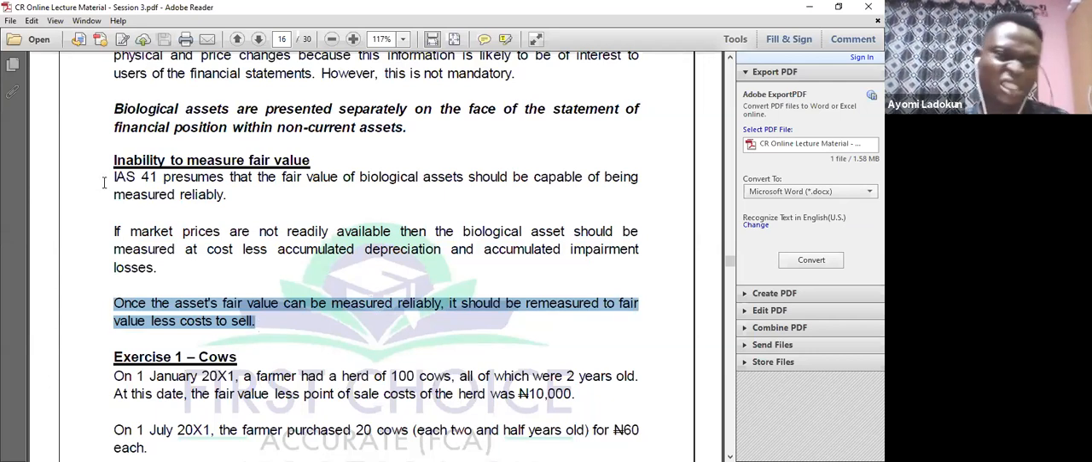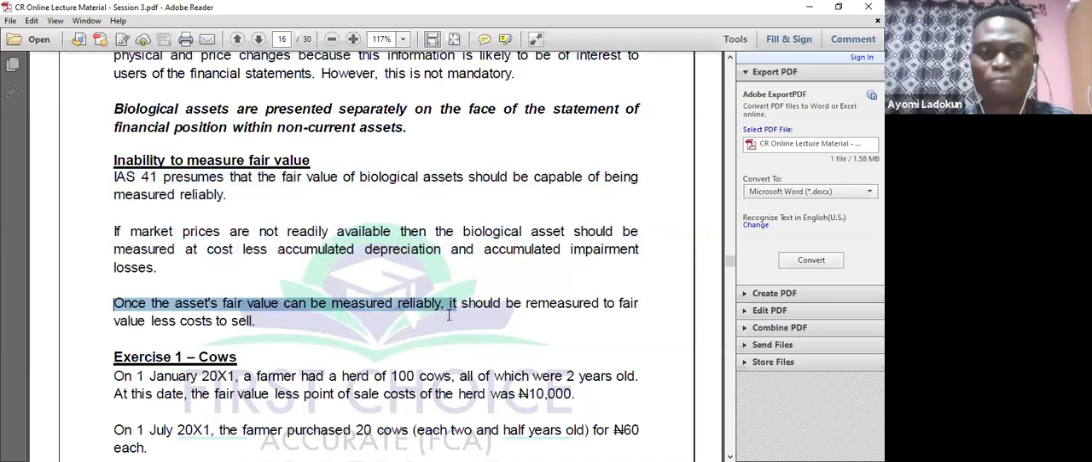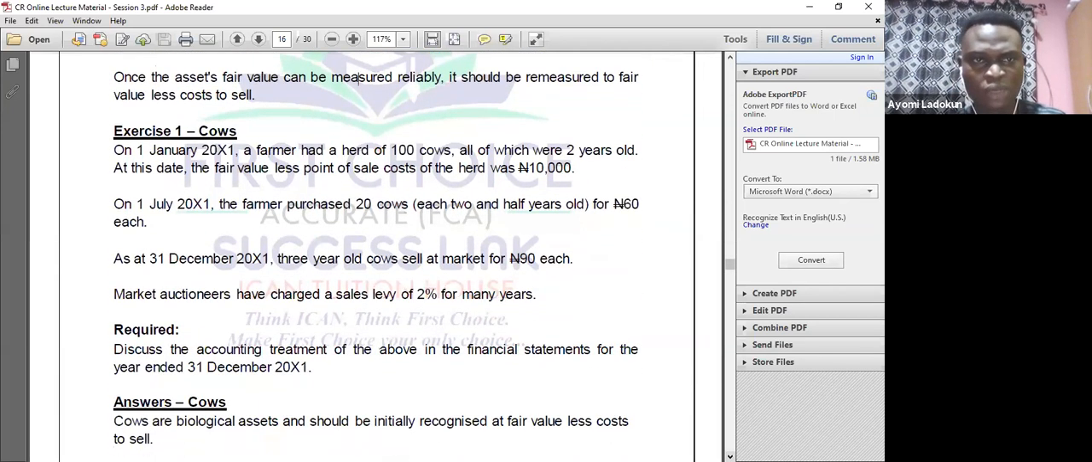So the standard is just trying to play safe here. Maybe in practice, it is quite impracticable to measure biological assets at the fair value less cost to sell. So the standard is saying if there is no market that is readily available, then it should be measured at cost less accumulated depreciation and accumulated impairment loss. But once the fair value can be reliably measured, then it should be measured at fair value less cost to sell almost immediately. Now let's demonstrate our understanding with this question.